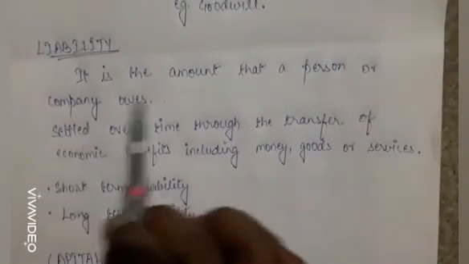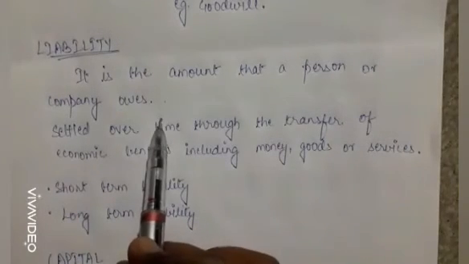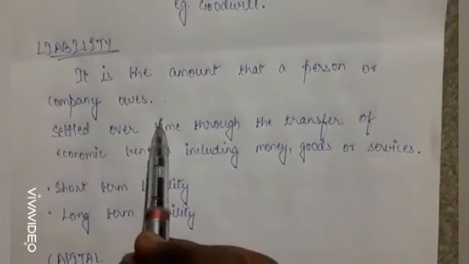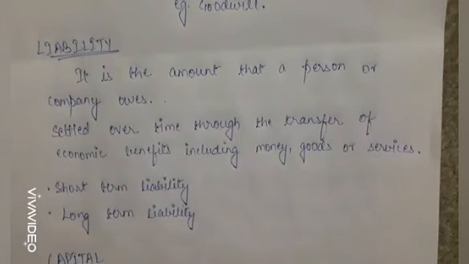Liability is the amount that a person or company owes to outsiders. Whatever we have to give to outsiders, that is a liability. Suppose we have purchased machinery on credit and have not paid the amount for it, so that 1 lakh will be a liability upon us. Okay. How is the liability settled?